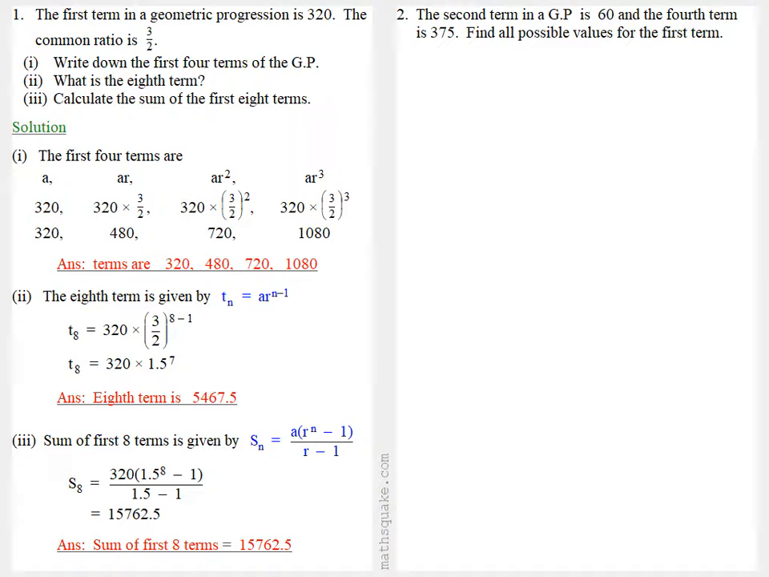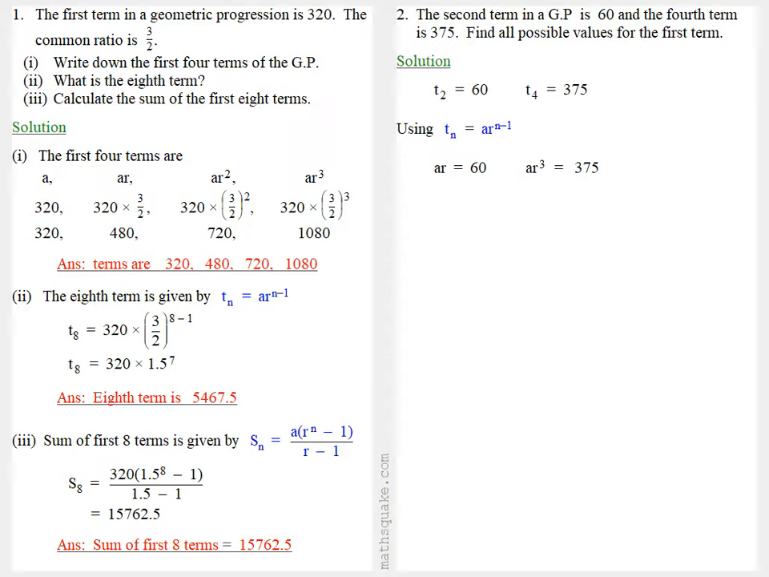In question 2, we're told the second term of a GP is 60 and the 4th term is 375. We're asked to find all possible values for the first term. Well, to solve this, we've got T2 is 60 and T4 is 375. Now if we use the nth term, Tn is equal to AR to the power n minus 1, we have AR is equal to 60 and AR cubed is equal to 375.